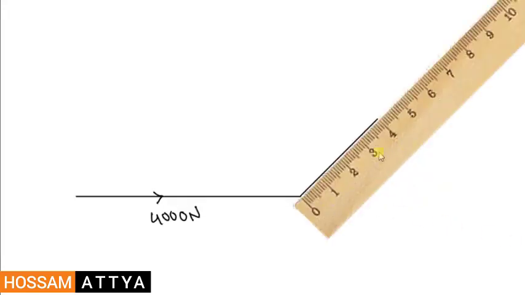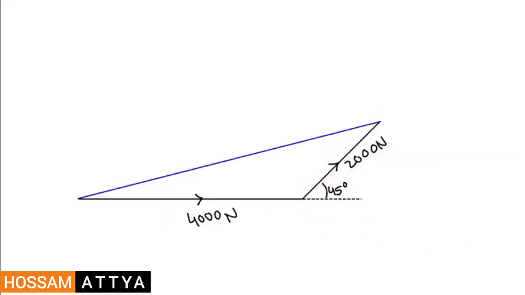Then we will use the ruler to draw the second force, which is the 2000 newtons as a line of length 4 centimeters. In this case, the resultant force will be the vector that we draw from the first tail of the first force towards the last head of the second force. As you see here, tail, head, then tail, then head. This is why we call the method head to tail, and this would be the resultant.